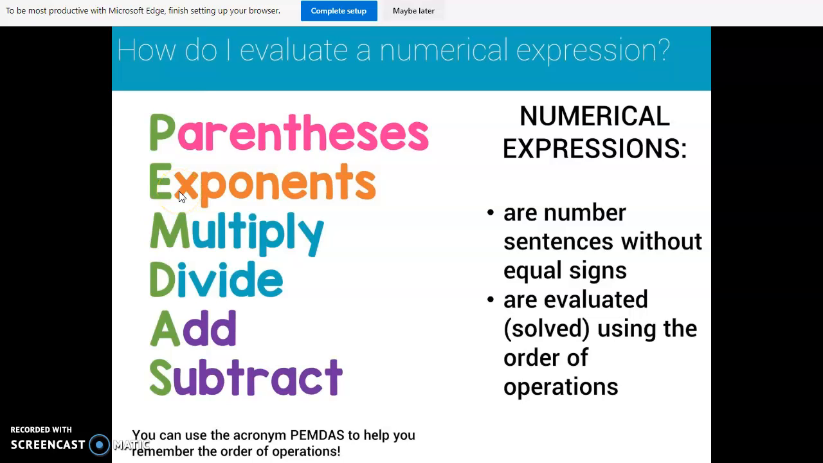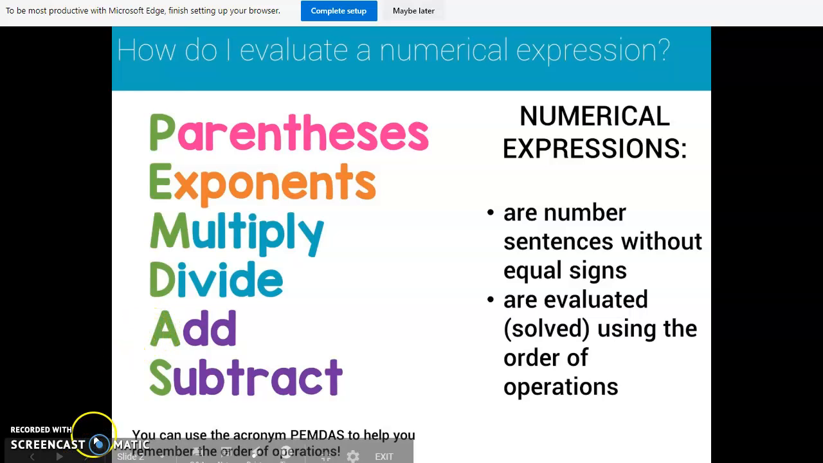Exponents, which are the larger numbers to the top right hand corner of a bigger number, and that means simply just to multiply. Then we follow the steps: multiply, divide, add, or subtract. These are the steps you always follow.